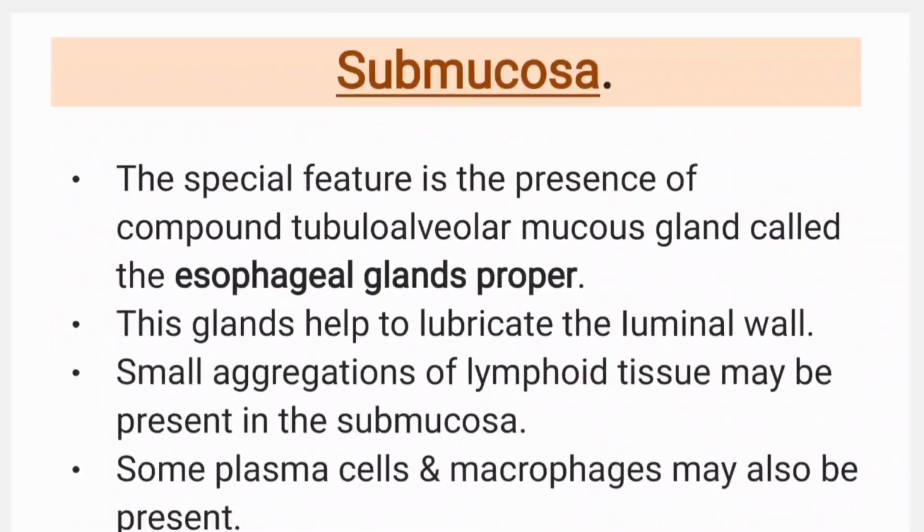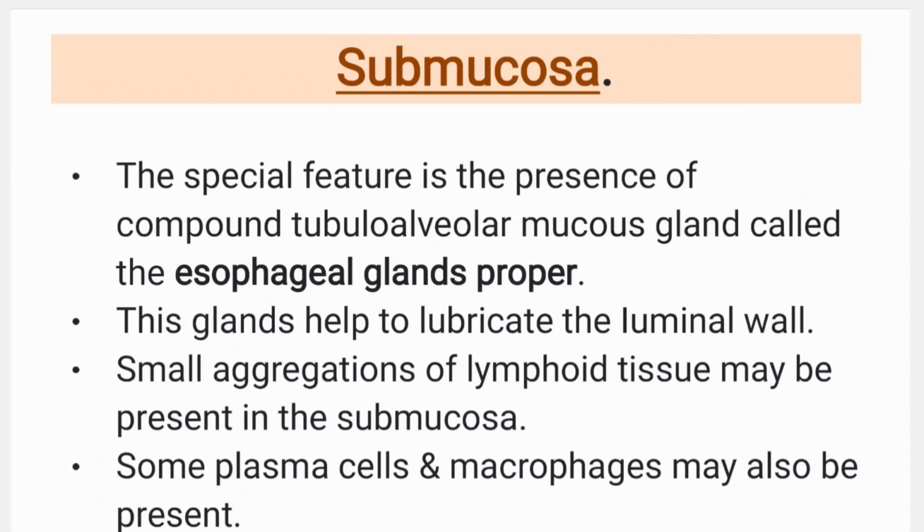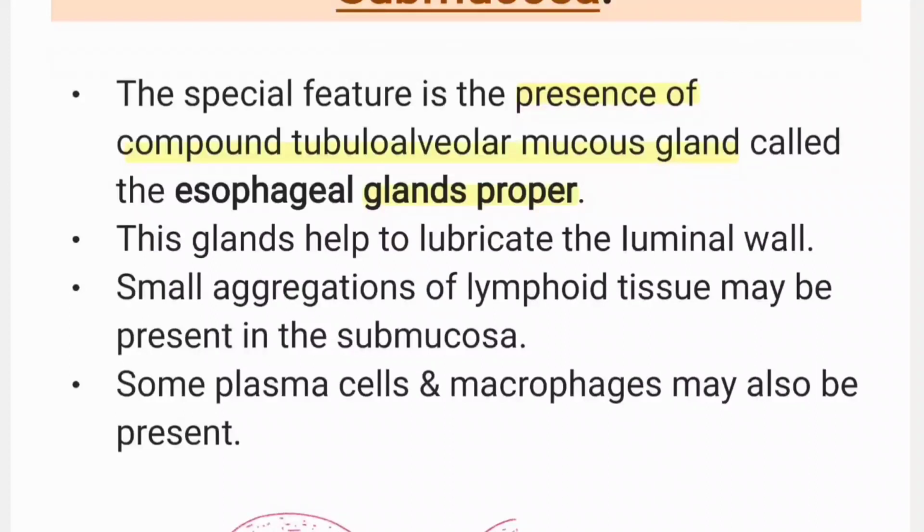Our next layer is the submucosa. What are the points we have to remember about the submucosa? The special feature is the presence of the compound tubulo-alveolar mucous glands called the esophageal glands proper. This is the important special feature of the submucosa layer in the esophagus. What is the function of these glands? The function is to lubricate the luminal wall. Lubrication of the luminal wall is the primary function of the compound tubulo-alveolar mucous glands.